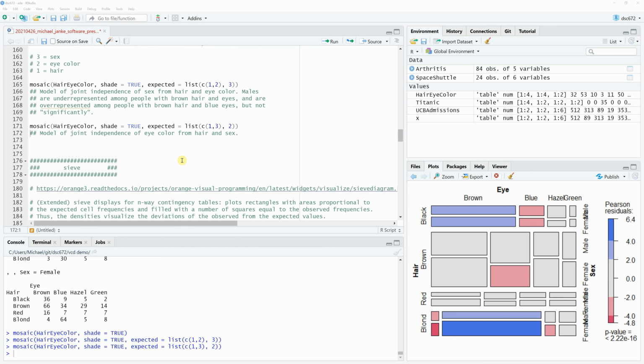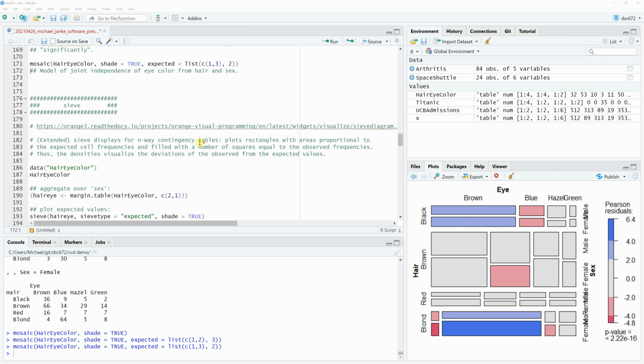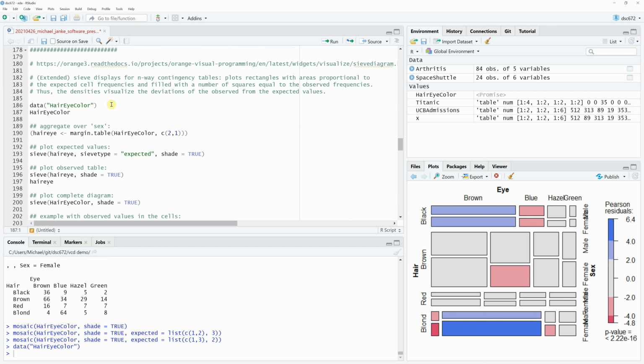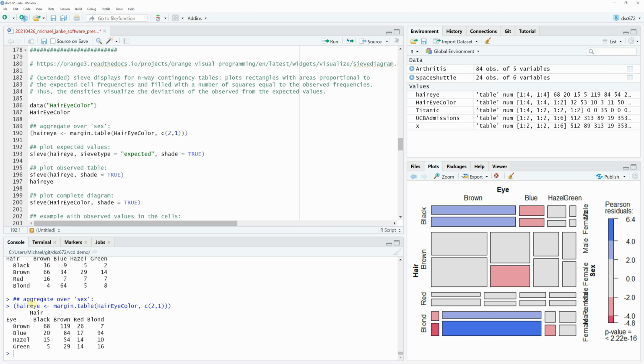Okay, the sieve plot was a rather interesting one. I had to do a little bit of research on that. It's not one I was familiar with. What it gives us is a little bit more detail into observed versus expected values. So again, with the hair eye color data set, what we're going to do is aggregate it and eliminate gender for this discussion.